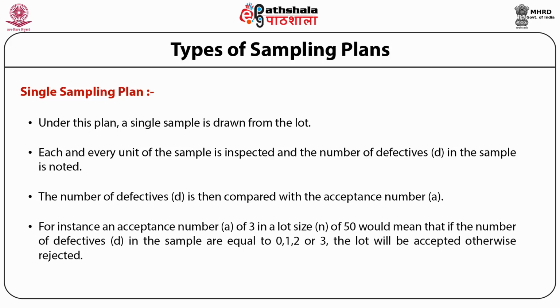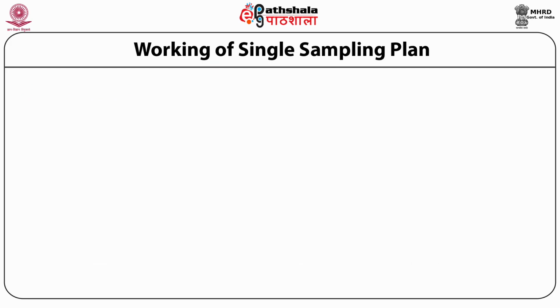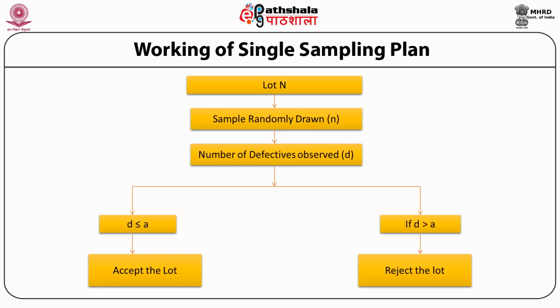number. For instance, an acceptance number A of 3 with a sample size n of 50 would mean that if the number of defectives D in the sample is equal to 0, 1, 2 or 3, the lot will be accepted, otherwise rejected. Working of single sampling plan. A sample is randomly drawn from the lot, n, and the number of defectives is observed. If D is greater than A, reject the lot. If D is smaller than or equal to A, accept the lot.